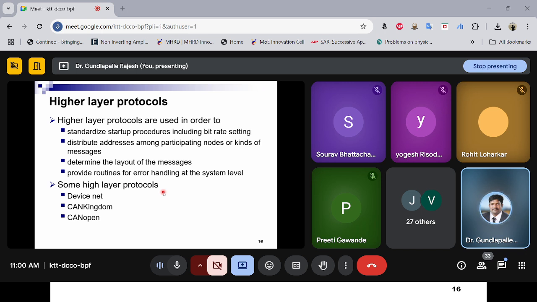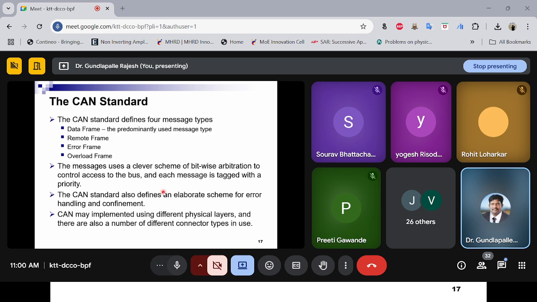If you see the higher layer protocols, they are used to start up the procedure, set the bitrate, distribute the addresses among the participant nodes or kinds of messages, and determine the layout of the message. Some others provide DeviceNet, CAN Kingdom, CANopen. These are some higher end protocols which are used in the application layer.